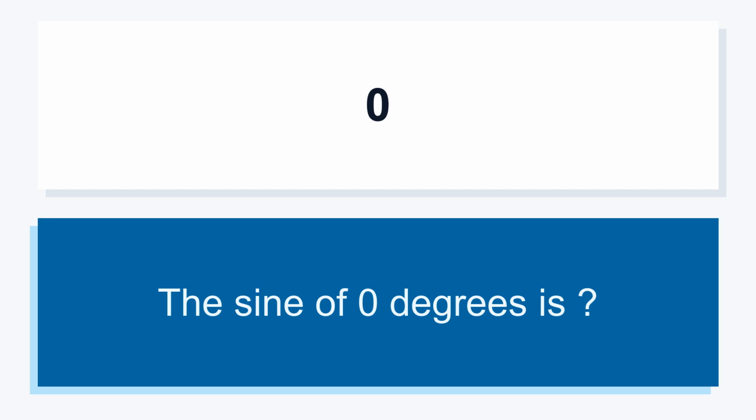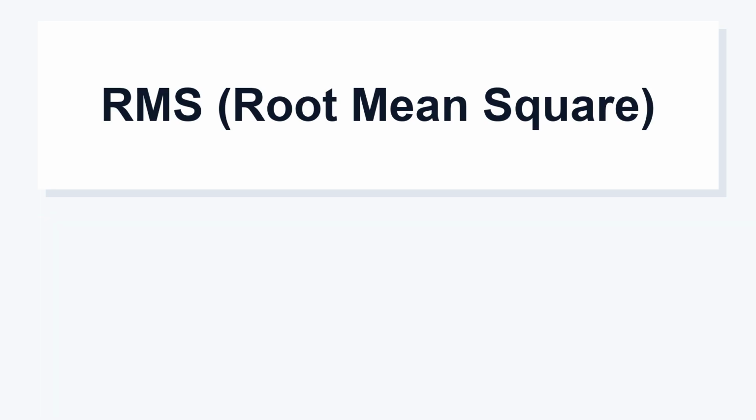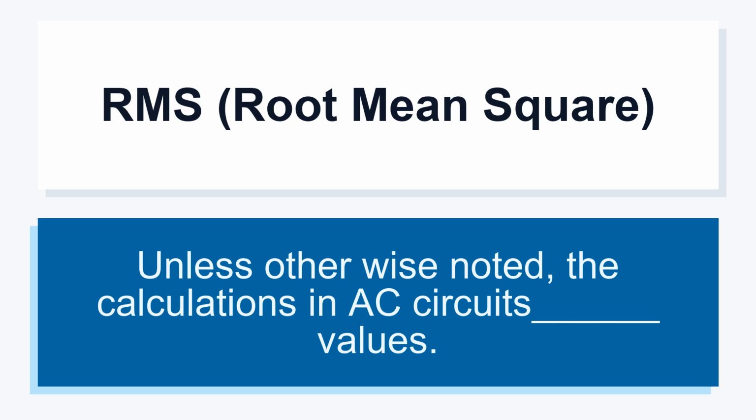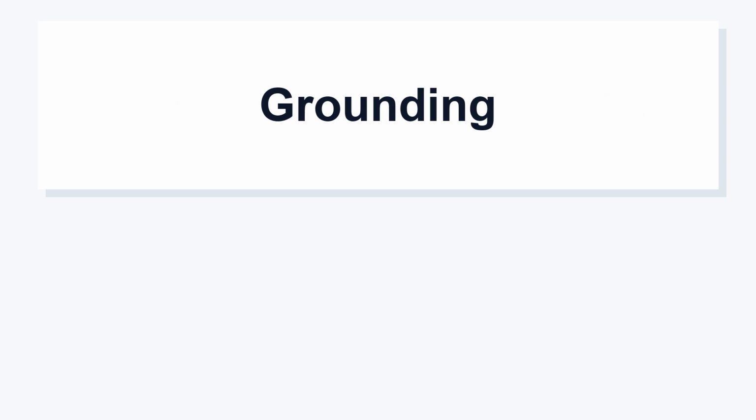0. The sign of the sine of 0 degrees is? RMS, root mean square. Unless otherwise noted, the calculations in AC circuits use blank values.